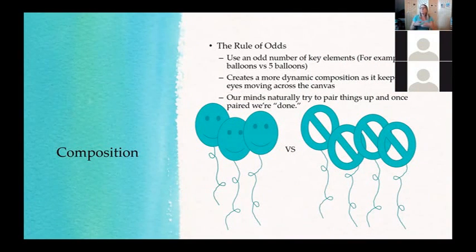When you're having a combination of items, you typically want to keep it odd versus even. Our natural tendency as humans is to pair things up, and once we pair things up, we are done. So if I'm looking at this image here, I'm like, okay, I got a pair of those and a pair of those. Okay, I'm done, I move on. Whereas if it's odd, we're still looking for the other one. So it keeps our eyes continuously looking rather than being done with our process.